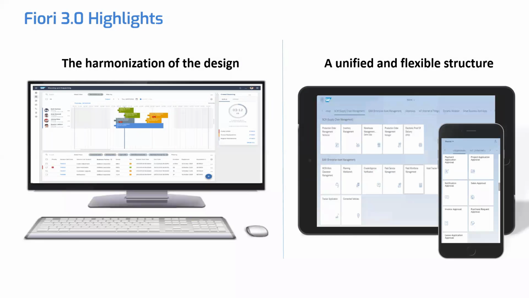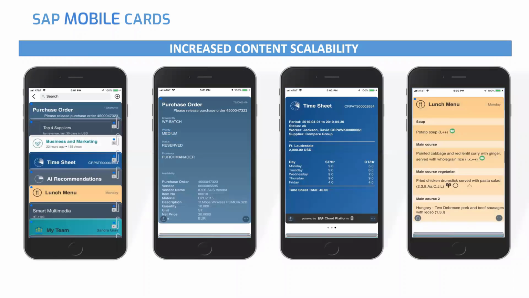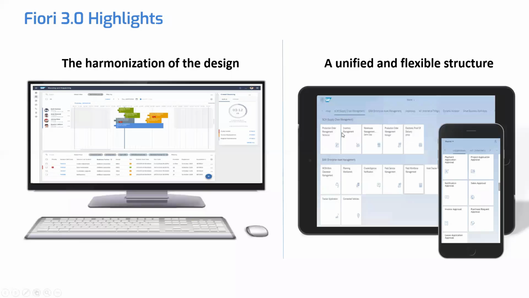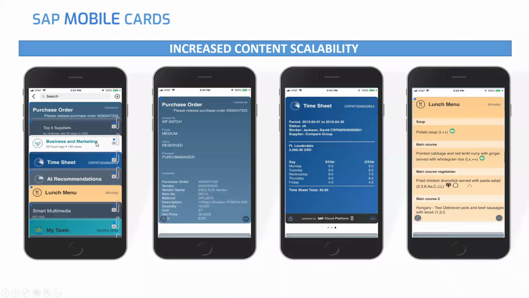So what is there in Fiori 3.0? I'm sure you have seen Fiori 2.0, and 3.0 brings in the harmonization of the design. So there are a lot of new templates available. There is a unified and flexible structure. And the most important, which I like most, is that there are mobile cards available. If you remember, 2.0 was all about the tiles, but in 3.0, it's all about cards. If you have ever seen the Apple Wallet, it looks like this. So now you can have the Fiori applications and their different tiles like Apple Wallet.